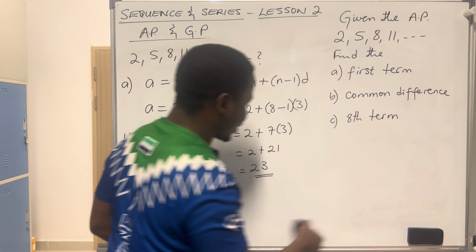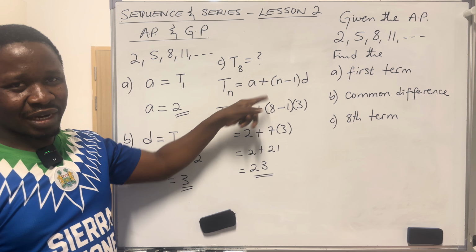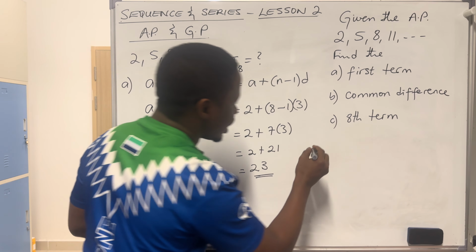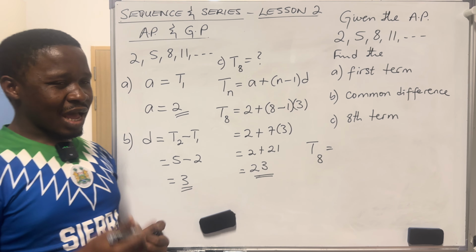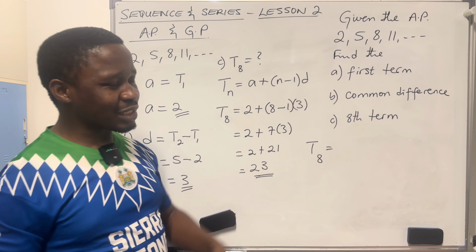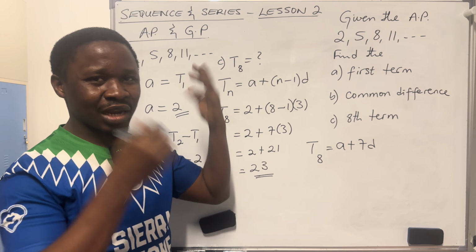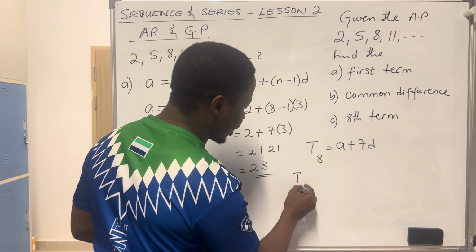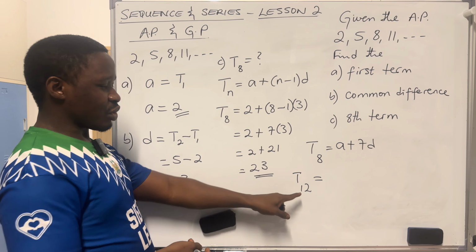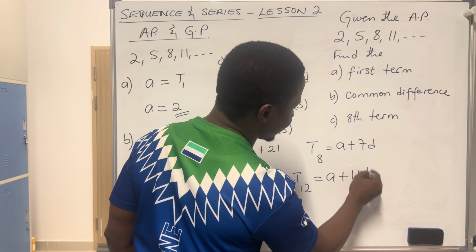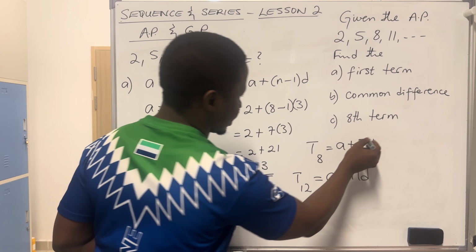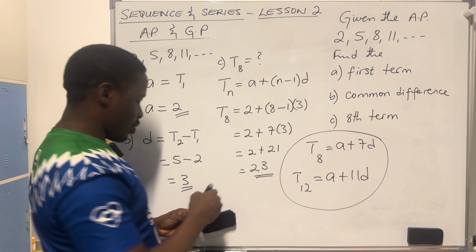When I teach this topic, I don't like you writing this formula for the nth term. Rather, if you are to find the 8th term, ask yourself this question: 8 minus 1 is what? It is 7. So you say A plus 7D. You can just start from here and go straight away. What if the question is to find the 12th term? Ask yourself, 12 minus 1 is what? It is 11. So A plus 11D. This is just a side attraction. We are done with what we are to find.